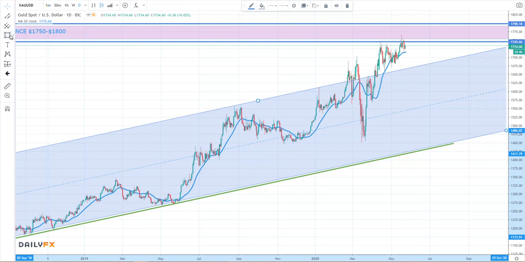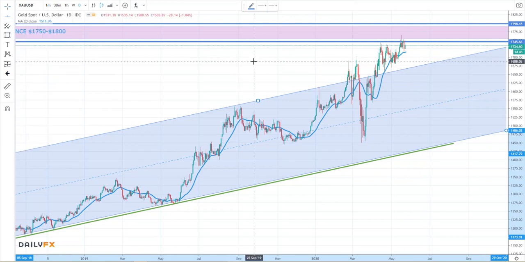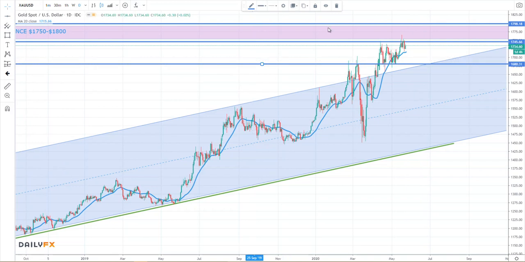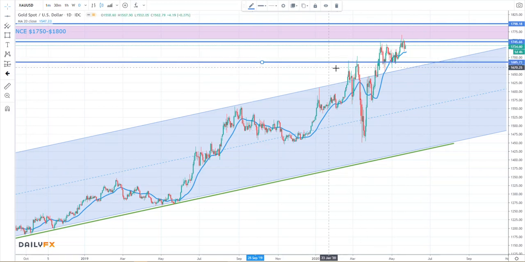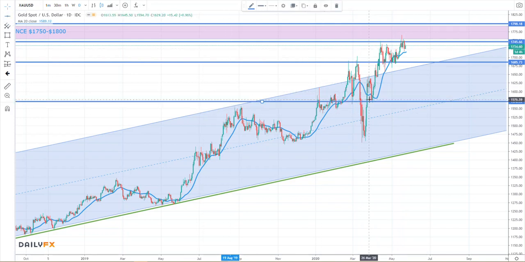So at this point, if I'm holding gold, I might set my stops here. This is your near-term support, $1,675. Price visited several times through 2020 already, and it's held there. Below that, your next line of support is really here, right around the $1,575 to $1,600 mark.